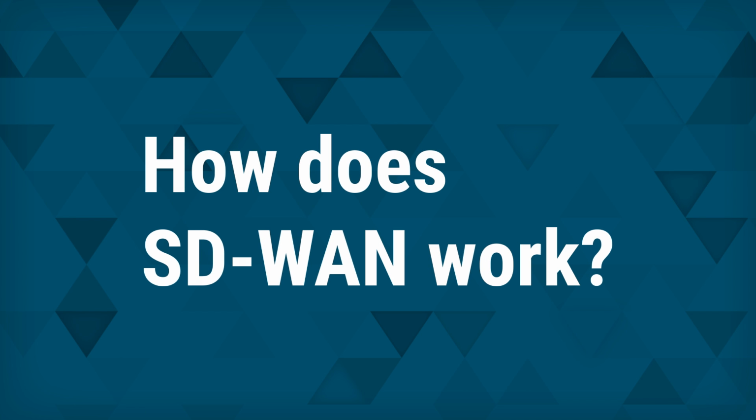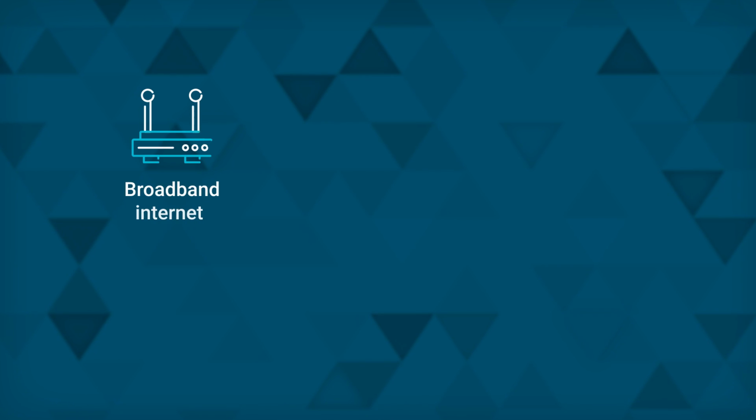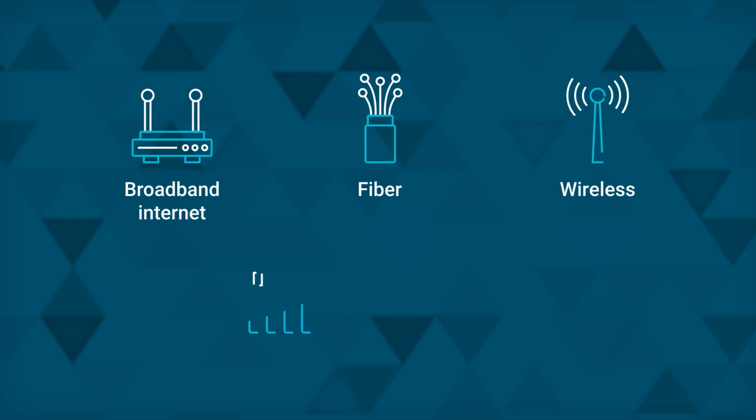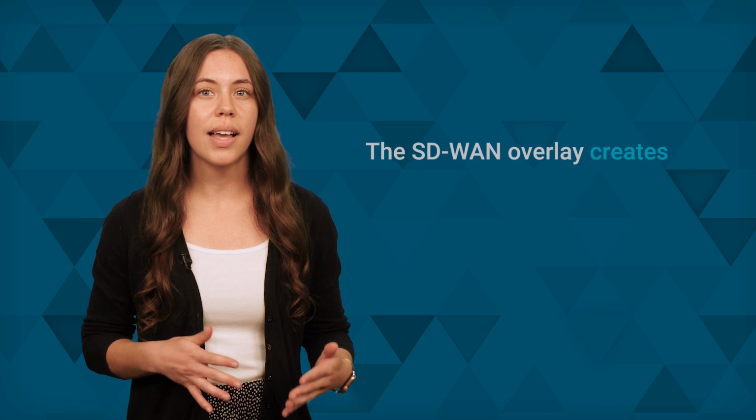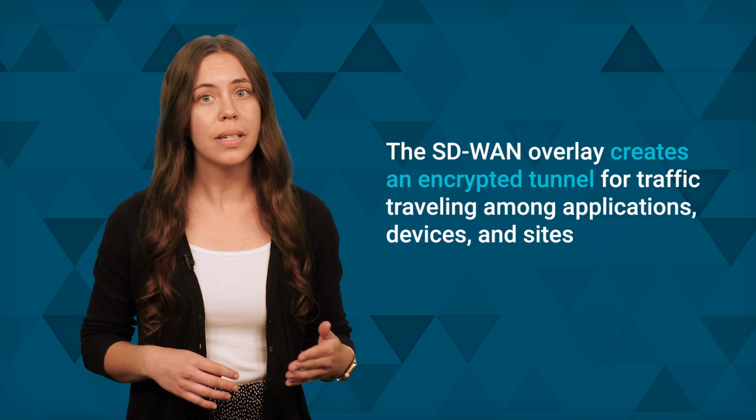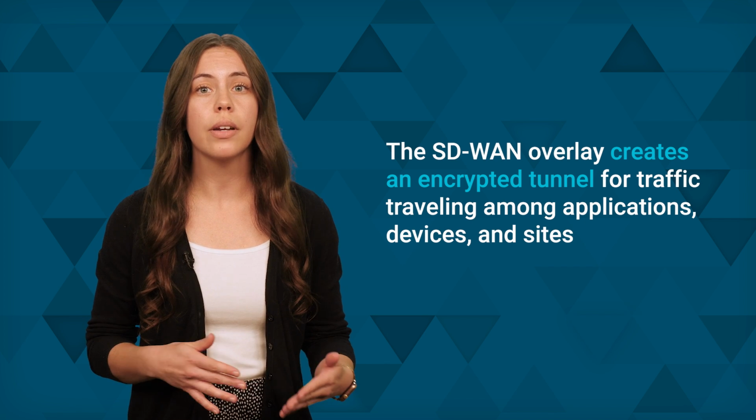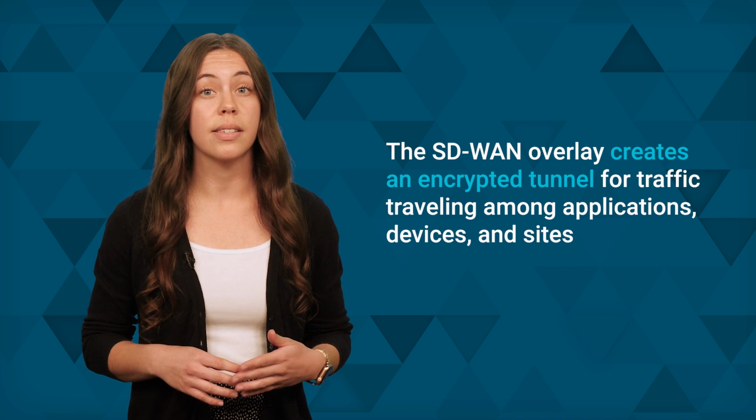An SD-WAN creates a virtual network overlay that sits on top of an organization's physical WAN infrastructure, which includes network hardware and WAN connections like broadband internet, fiber, wireless, LTE, or multi-protocol label switching, or MPLS. Essentially, the SD-WAN overlay creates an encrypted tunnel for traffic traveling among applications, devices, and sites. And it can use an organization's existing WAN connections.